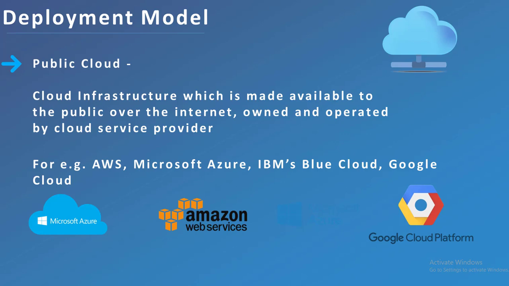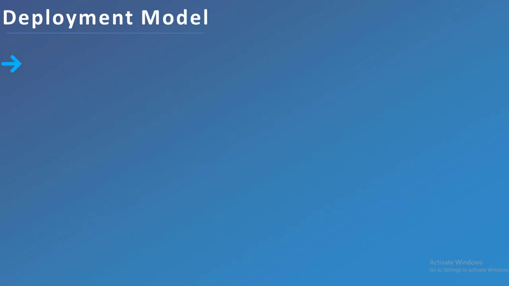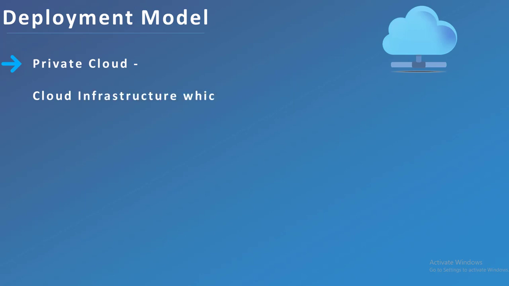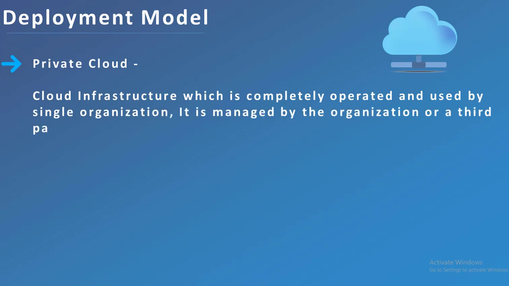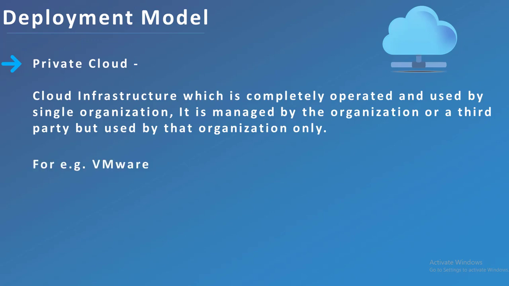Then comes the private cloud. This is a kind of cloud infrastructure which is completely operated and used by a single organization. It is managed by the organization or a third party, but used by that organization only, which we can relate to a company which has its own cloud and it only uses that cloud, and the cloud can be managed by a third party, but it is specifically used by that company only. So this is an example of a private cloud, VMware.